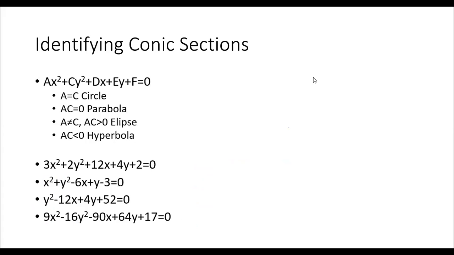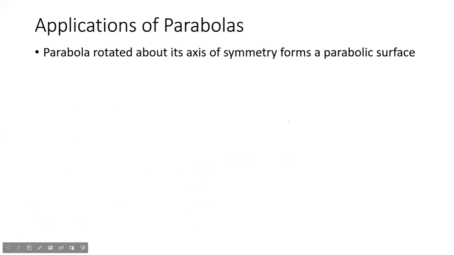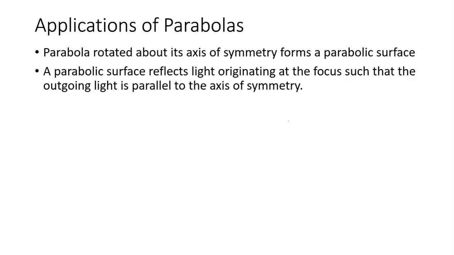And I wanted to look at some applications of parabolas. So just some basic background. If a parabola is rotated about its axis of symmetry, we have a parabolic surface. So that's symmetrical, right? Because we're rotating around. And that parabolic surface will reflect light. Light that originates at the focus will hit the parabolic surface and bounce back so that the outgoing light is parallel to the axis of symmetry. So they use this for spotlights and searchlights and flashlights. If you want to amplify that light, you put that light source at the focus, and then the light will shine directly out and not go in all different directions and be dispersed.